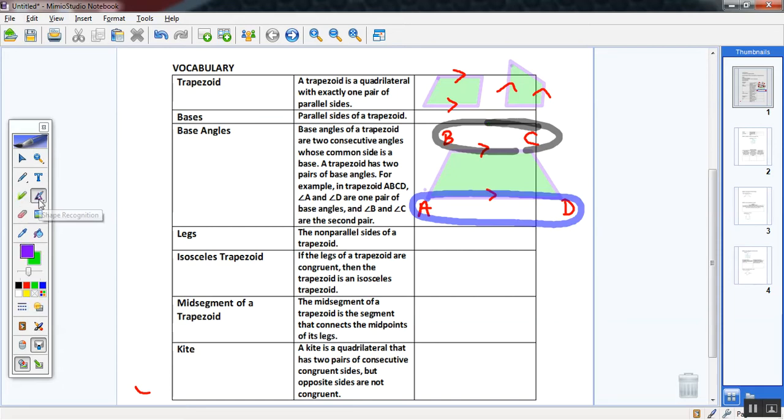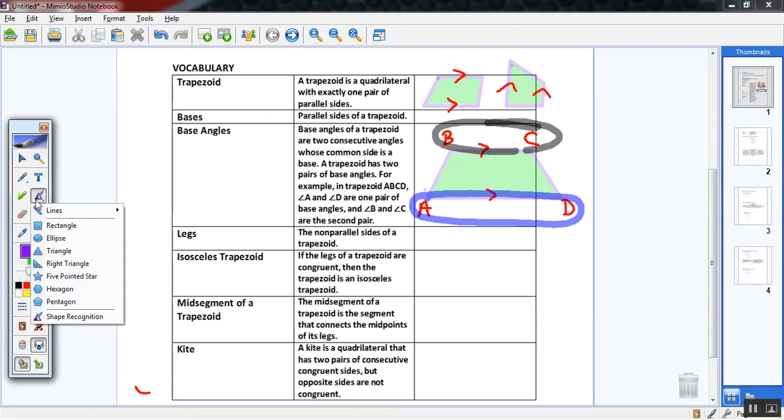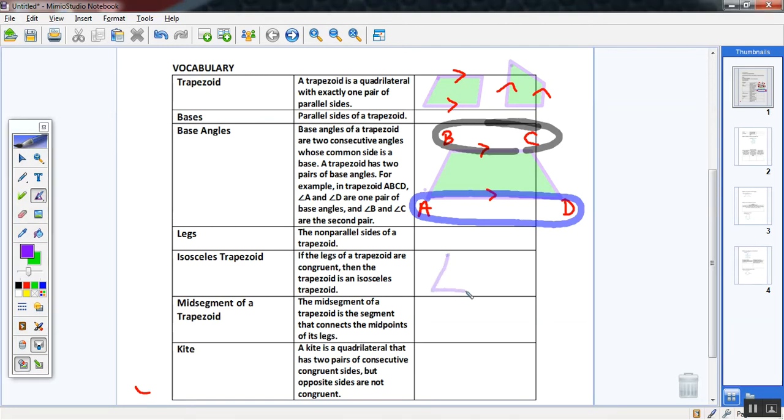So let me draw my best isosceles trapezoid. Isosceles if it's a trapezoid first. So in order for it to be a trapezoid, the top and the bottom in this case would have to be what? Isosceles trapezoids occur if it's a trapezoid and the legs are what? So if I put a tick mark here on this leg and a tick mark on that leg, then it is called an isosceles trapezoid.